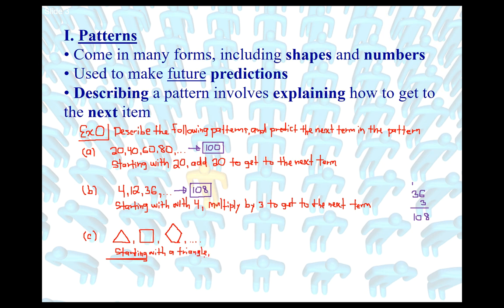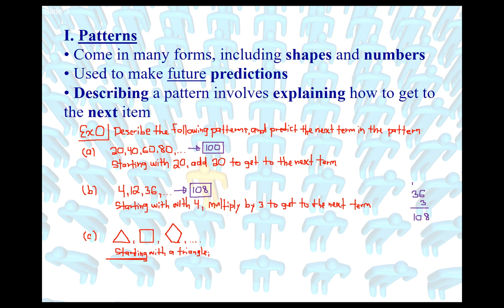Okay, and what am I doing? Starting with a triangle. How am I getting to the next shape? Well, what's going on with the shapes here? So a triangle is a 3-sided shape. A square is a 4-sided shape. A pentagon is a 5-sided shape. So really what I'm doing is I'm just adding another side.